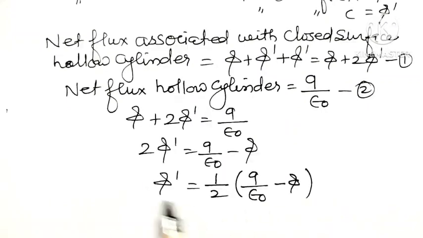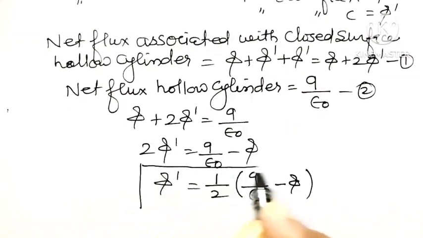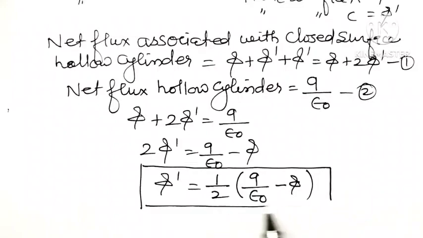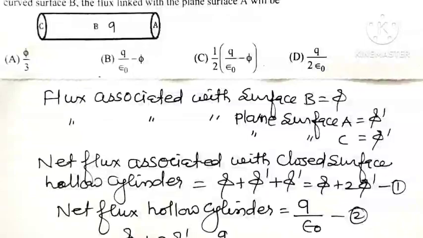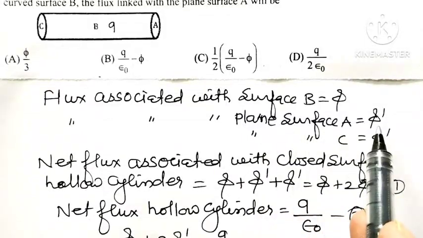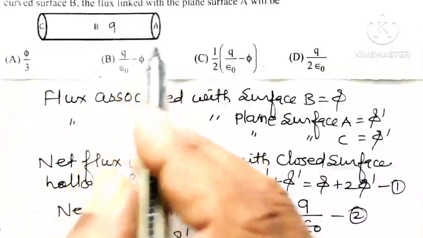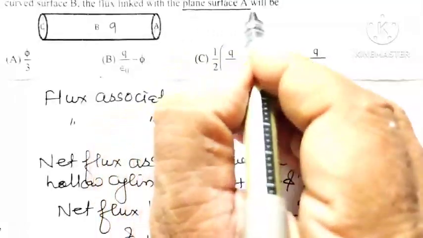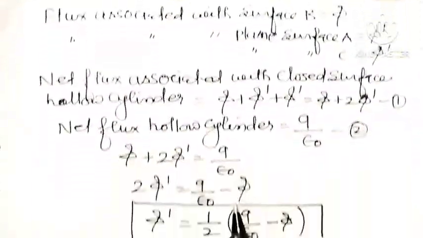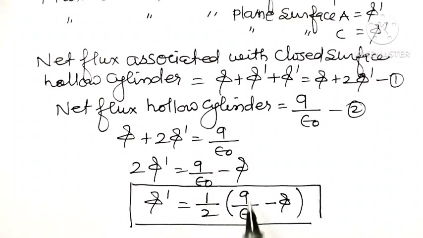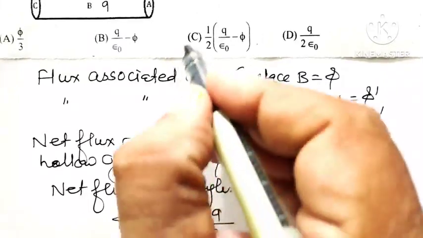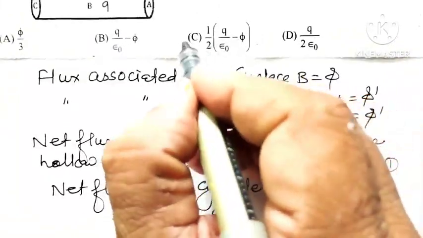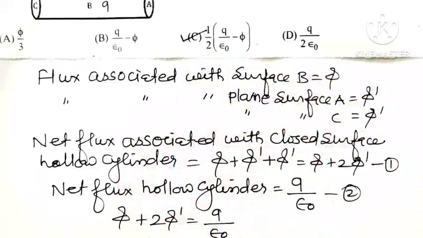So the flux associated with plane surface A, which we had taken as phi dash, is half of Q by epsilon 0 minus phi. So option C, half of Q by epsilon 0 minus phi, is the correct option for this question.